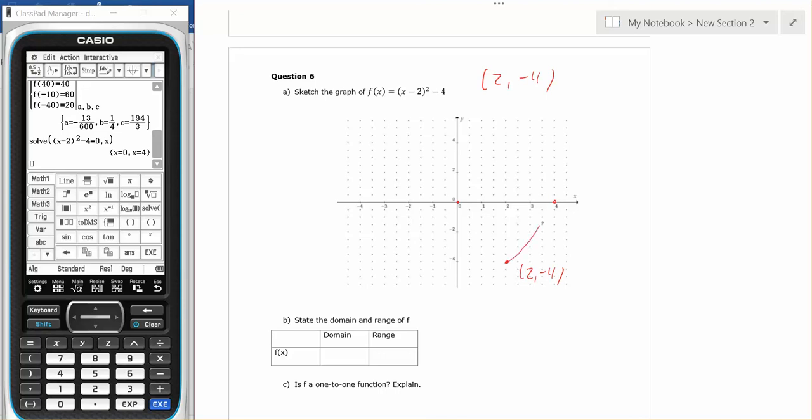So I can pretty much draw the equation. It looks like something like this. Okay, it goes on forever. Maybe not like that, but like this.